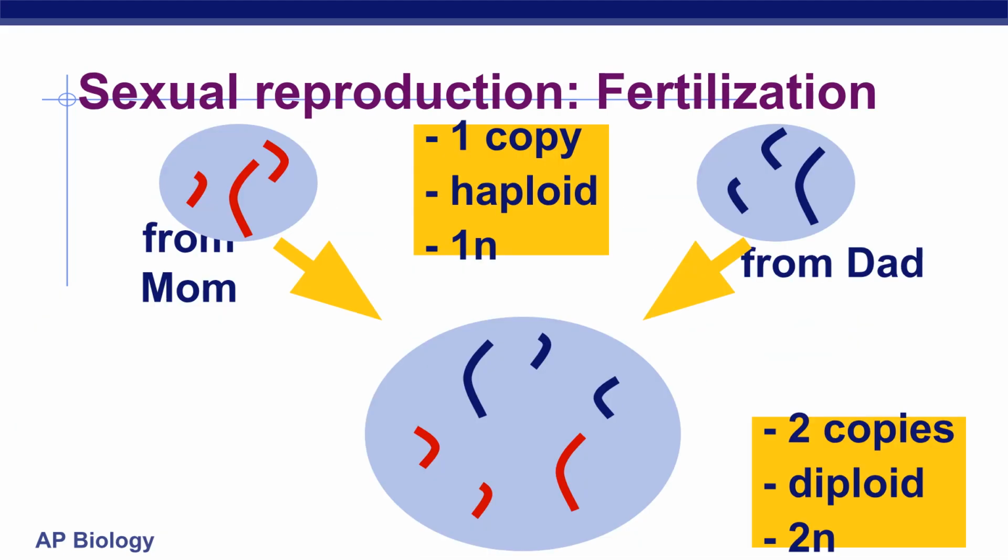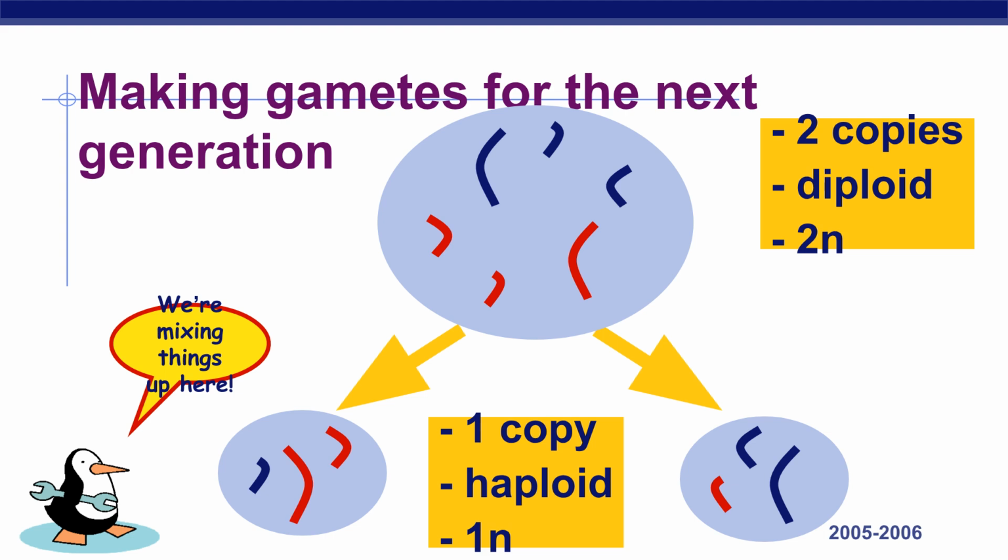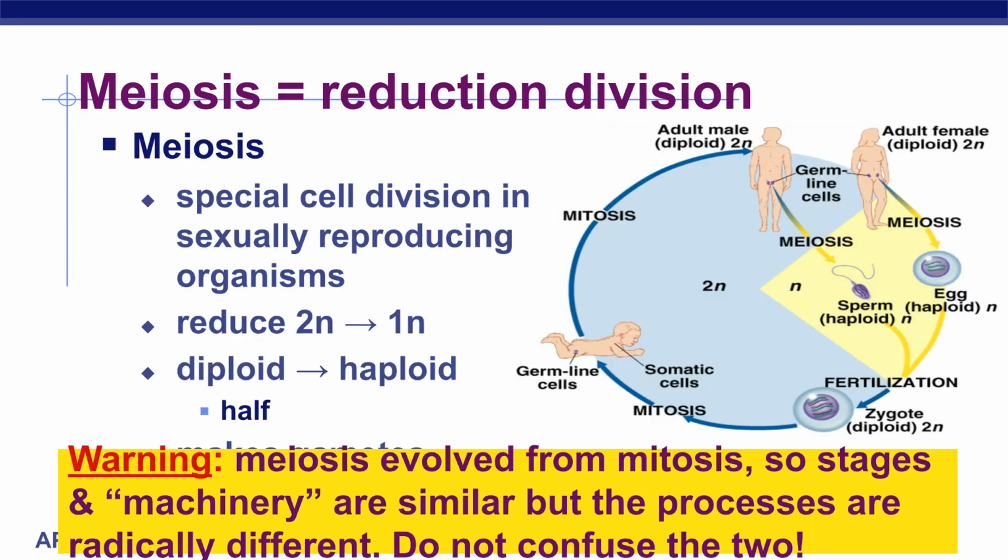Sexual reproduction involves fertilization. A haploid egg from the mother, containing one copy of each chromosome, fuses with a haploid sperm from the father, also containing one copy. This results in a diploid zygote with two copies of each chromosome. To make gametes for the next generation, a diploid cell with two copies of chromosomes must be divided to produce haploid cells with only one copy. This process involves mixing things up and reducing the chromosome number.